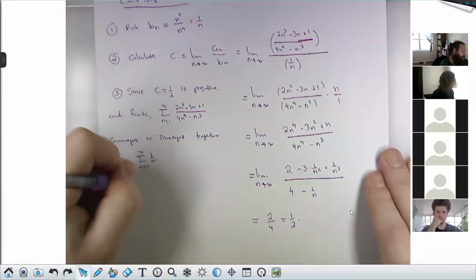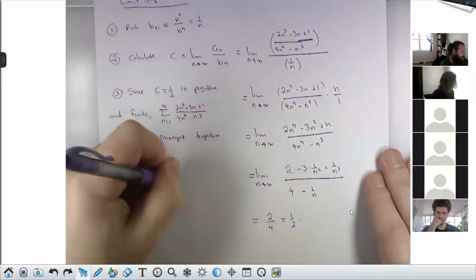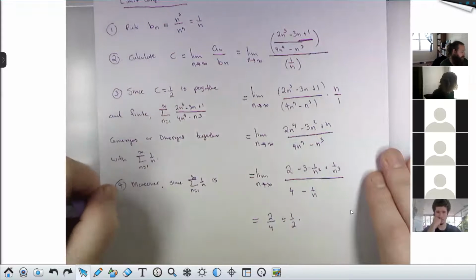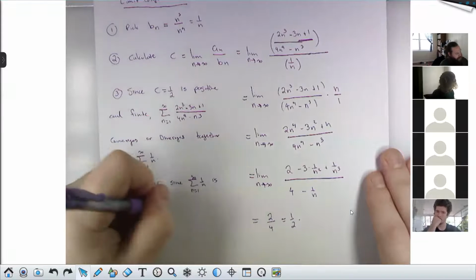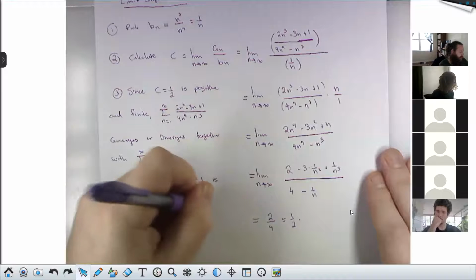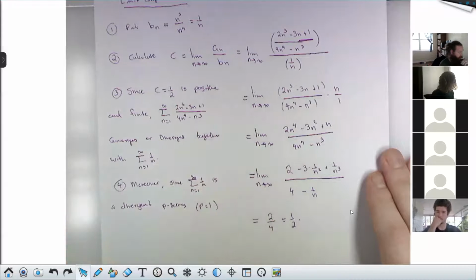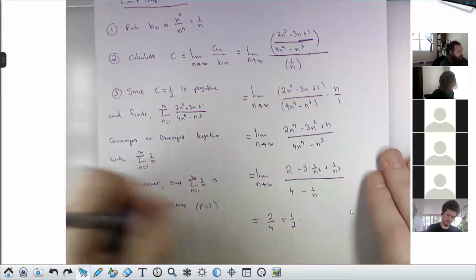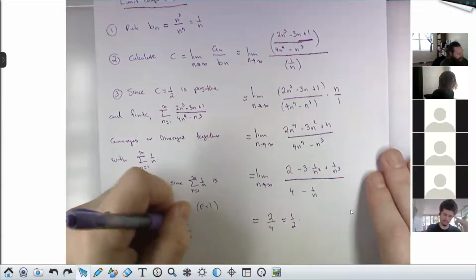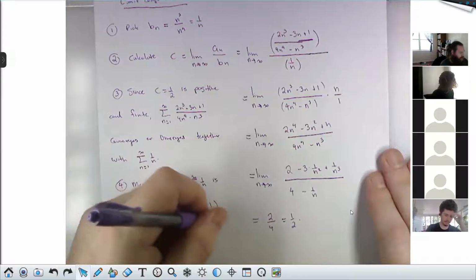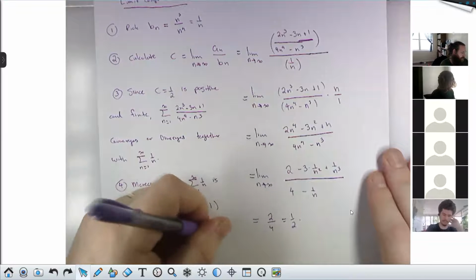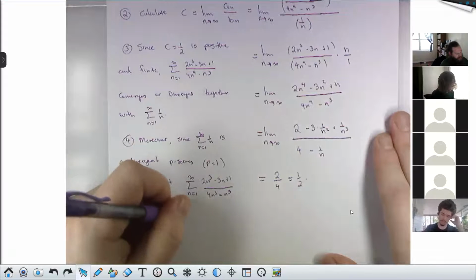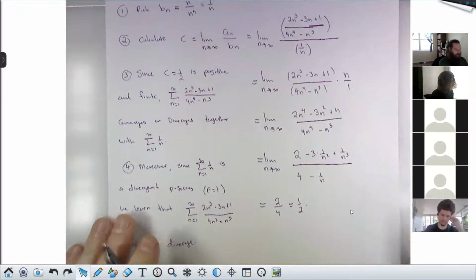Now to finish things up, we say something like, moreover, since sigma n from 1 to infinity 1 over n is a divergent P series, here P is equal to 1, which is not strictly greater than 1, we learn that our series, sigma n equals 1 to infinity, 2n cubed minus 3n plus 1 over 4n to the 4 minus n cubed, must also diverge. So that is how these go.